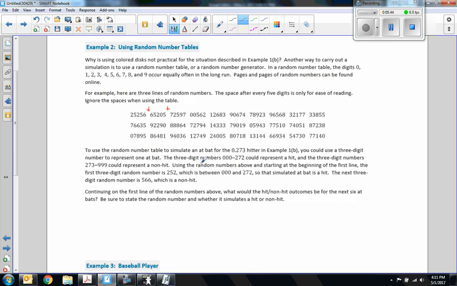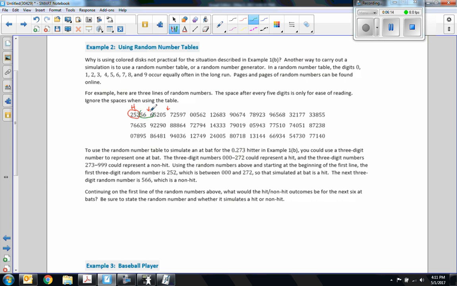Okay, so using the random numbers above and starting at the beginning of the first line, the first 3-digit random number is 252, which is between 000 and 272. So that simulated at-bat is a hit. What we're doing is circling 3 digits right here. That's 252. That is less than 272. That is a hit. The next number is 565. So that is not a hit.